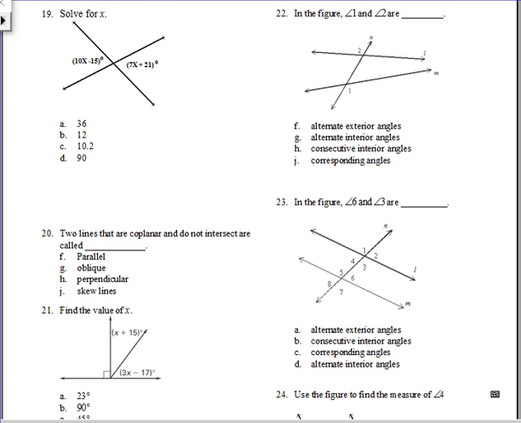19. Again, 19 is vertical angles. So we know that these two angles are congruent. So I have 10x minus 15 equals 7x plus 21. The only thing we're going to do is solve for x.